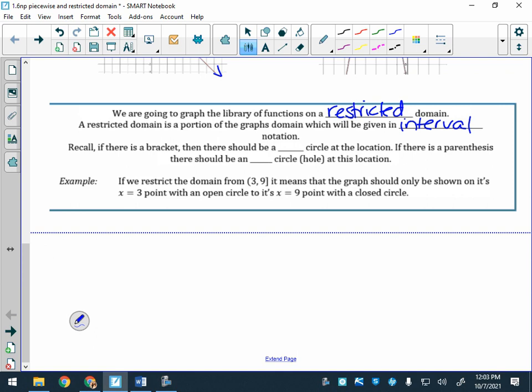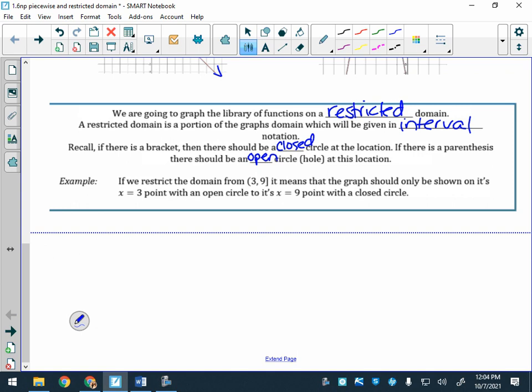Okay. Recall, if there is a bracket, then there should be what? Circle at that location. If there's a bracket, what type of circle should we have? Closed. Good. If there's a parenthesis, then there should be what? Yep. Open. It's also called a hole, so meaning there's a hole in the graph. For example, if we restrict the domain (3, 9], it means the graph should only be shown from the x equals 3 point with an open circle to the x equals 9 point with a closed circle.